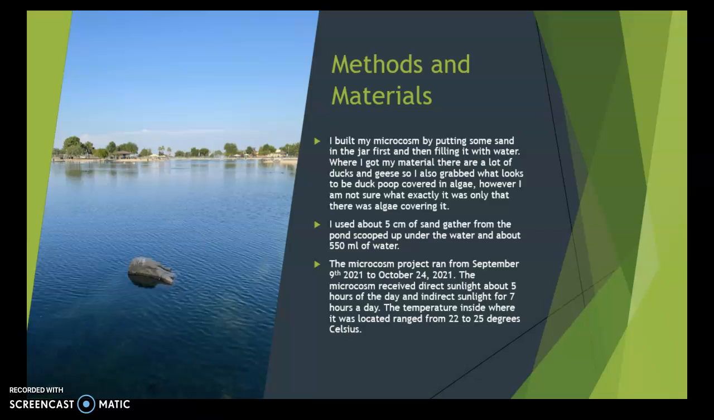My methods and materials. I built my microcosm by putting some sand in the jar first, then filling it with water. Where I got my material, there are a lot of ducks and geese, so I also grabbed what looked like duck poop or geese poop covered in algae. It was the only green algae that I could find in the area. I'm not exactly sure what it was because I didn't actually tear it apart and look at it.